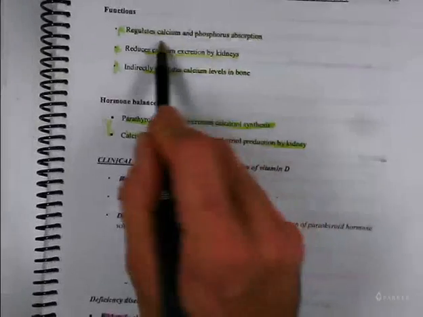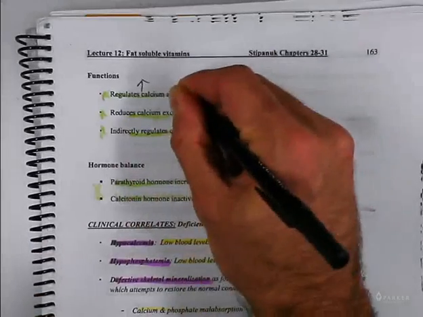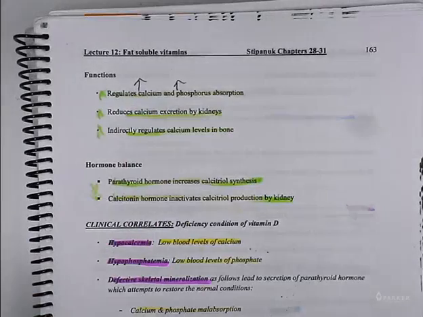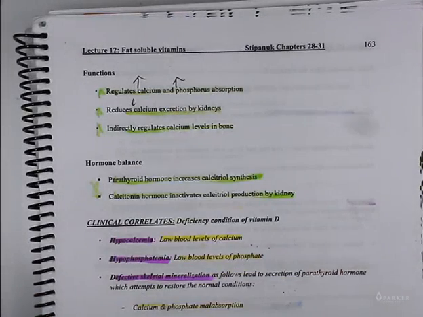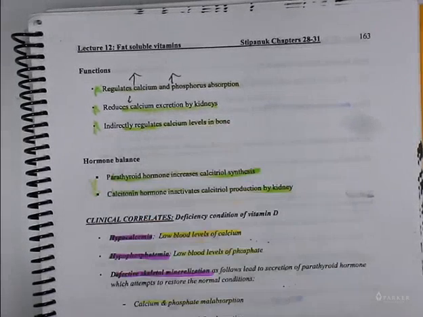Okay, functions. It regulates calcium and phosphorus absorption. Vitamin D increases calcium and increases phosphorus absorption. It decreases calcium excretion because it wants more calcium. And it indirectly regulates calcium levels in the bone. Sure, cool. The more calcium you have, the more calcium your bones have, I guess.